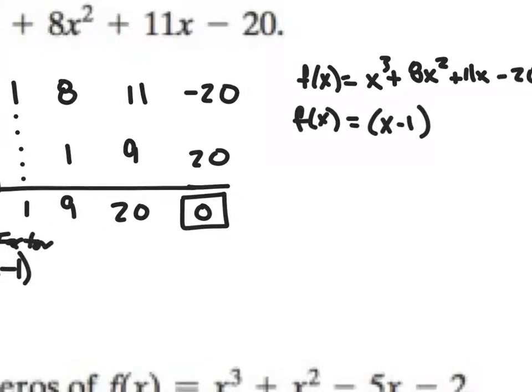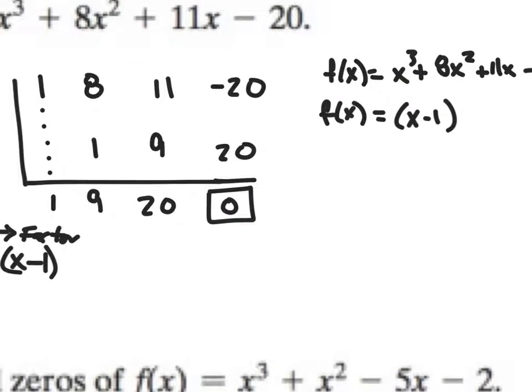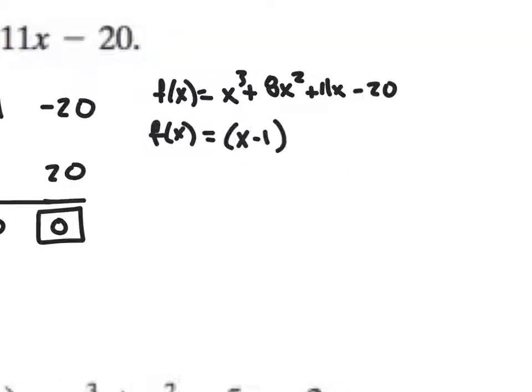We're left with x squared, and I'm getting this from our divisor down here. This is x squared plus 9x plus 20. So this becomes x squared plus 9x plus 20. This is what I've done. I have taken my original function and I have used synthetic division to factor out an x minus 1.